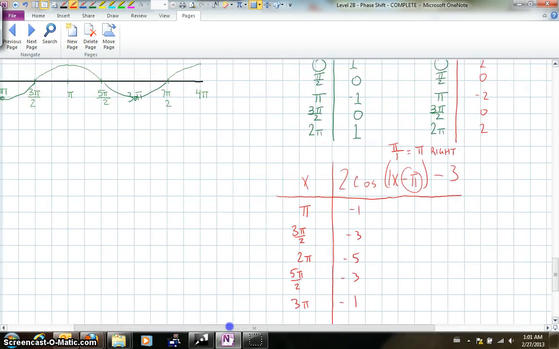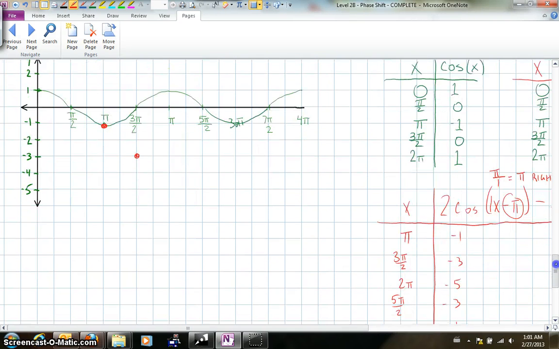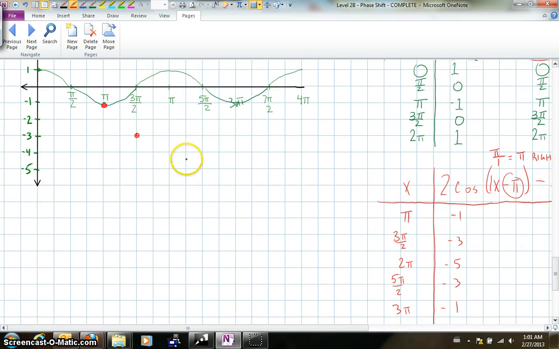So let's get the graph on this one. At pi, we're at negative 1. At 3 pi over 2, we're at negative 3. At 2 pi, we're at negative 5. Gosh, I hope this was a cosine graph. Okay, it was. There was pi, so this was 2 pi. At 2 pi, we're at negative 5. At 5 pi over 2, we're at negative 3. And then at 3 pi, we're at negative 1. And so here's our little cosine graph.